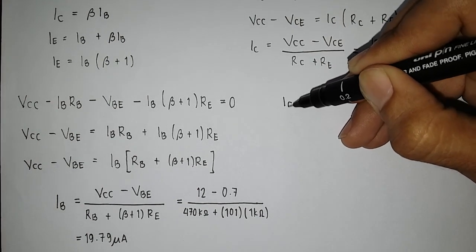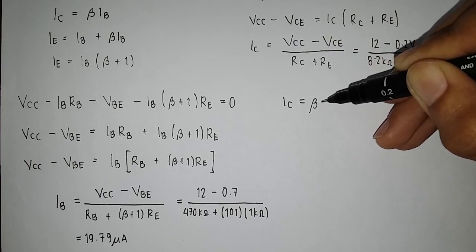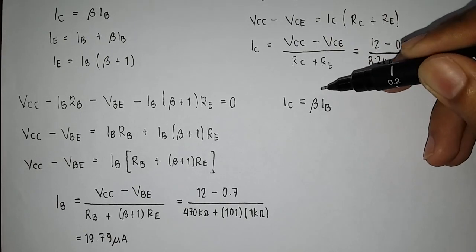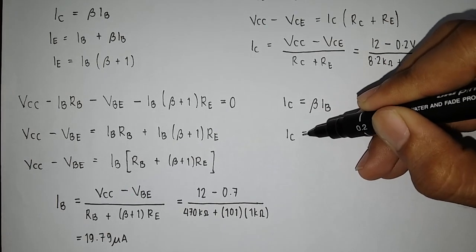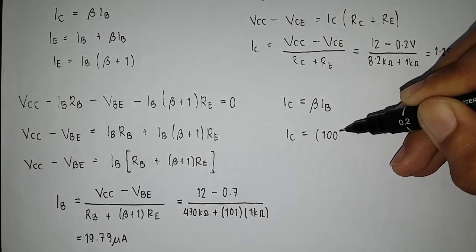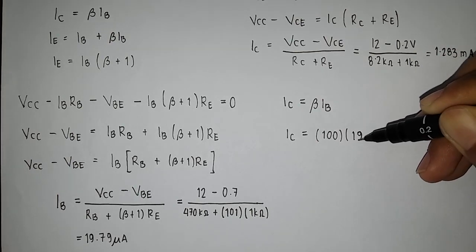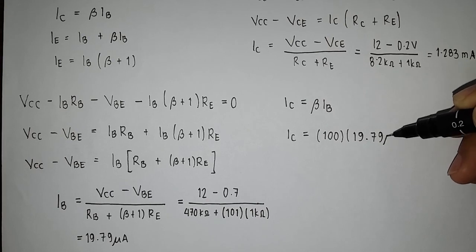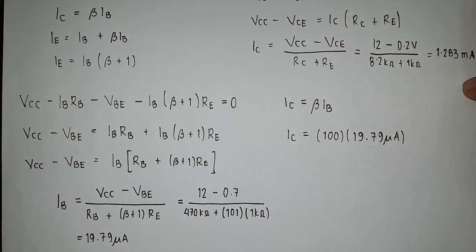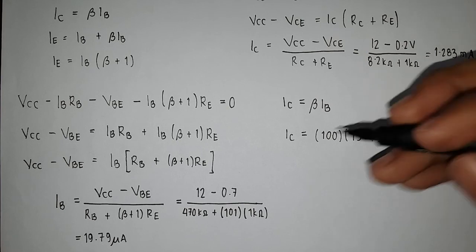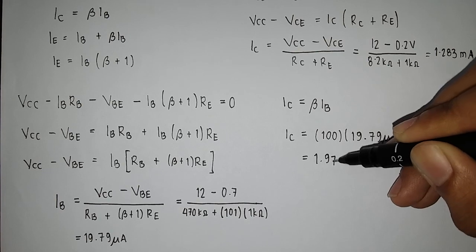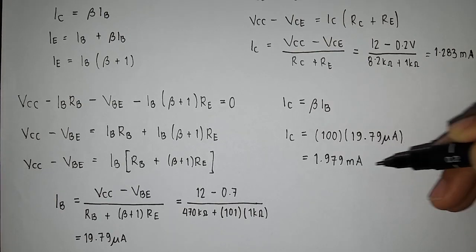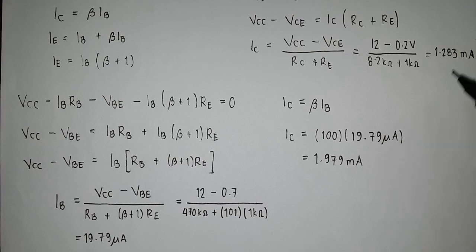Okay, now, to solve for IC or the collector current, gagamitin lang ulit natin yung transfer function. So, IC is equal to beta IB. Gagamitin na natin yung transfer constant, which is yung beta. So, makukuha natin IC is equal to beta 100 multiplied by IB na 19.79 microamperes. At dito, using the transfer function, makukuha natin na IC is equal to 1.979 milliamperes, which is mas mataas sa saturation current.